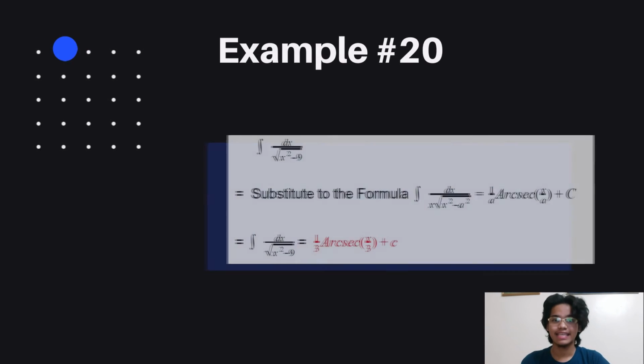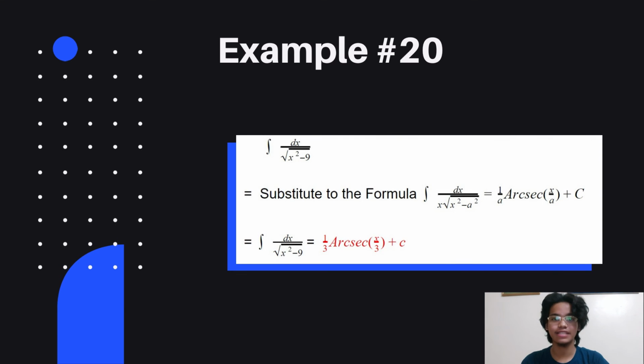Number 20. Let's say we were given the task to integrate dx over square root of x squared minus 9. First thing we need to do is to substitute the equation to the formula, which is the integral of dx over x square root of x squared minus a squared equals 1 over a arc sec x over a plus c. Then our final answer will be 1 over 3 arc sec x over 3 plus c.